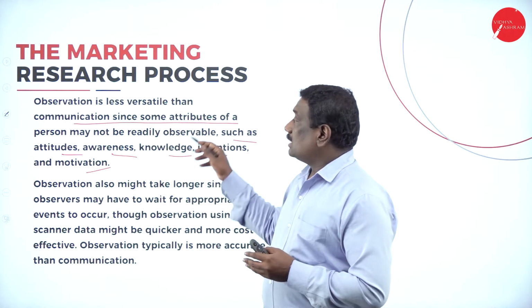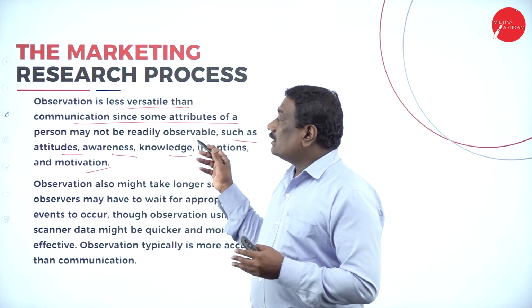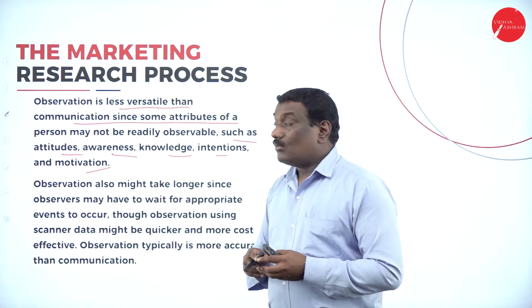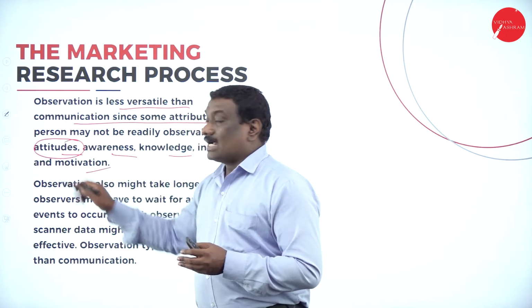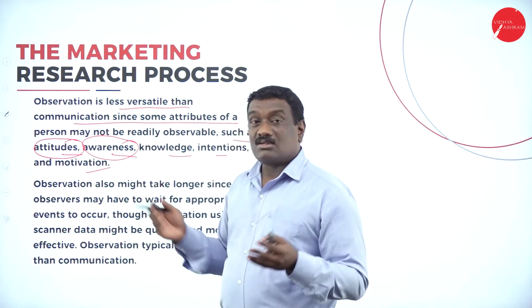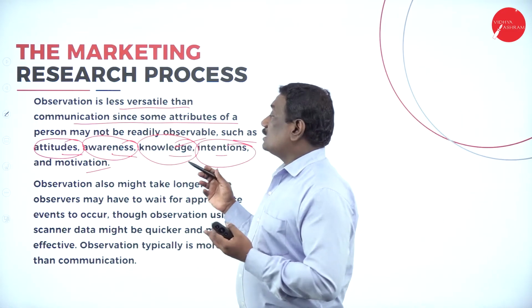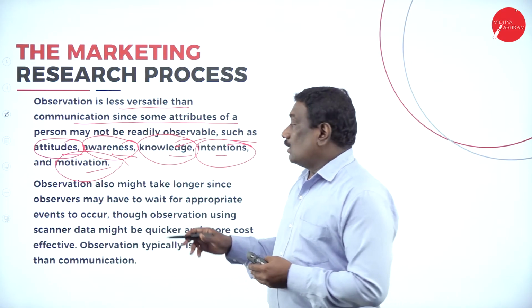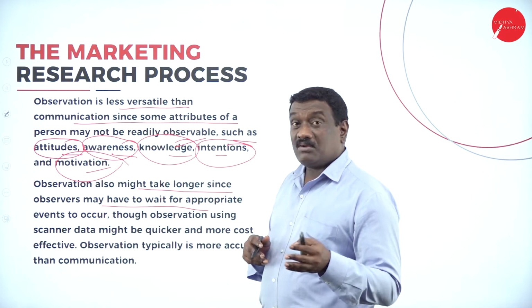So observation is less versatile, that is, less feasible than communication, because some attributes of the person may not be readily observable. You cannot always watch his attitude; sometimes his attitudes may change every time. He may not have much awareness or any knowledge about that particular issue, his intention may be different, and his motivation also may be different. Now, observation may also take longer, since observers may have to wait for the appropriate events to occur.